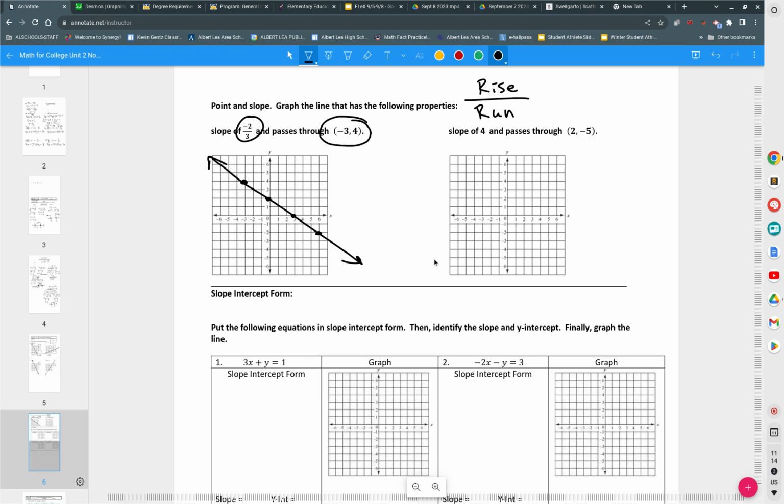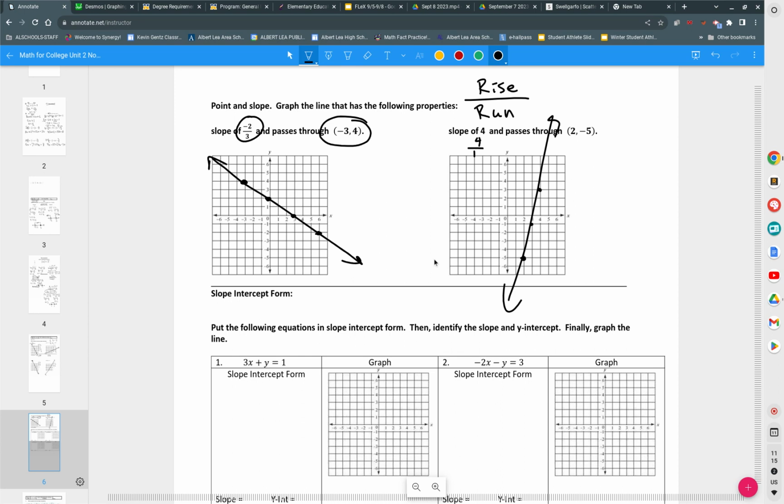The next one, notice the slope is 4. So that would be 4 over 1. If you see an integer like that, you can just write it over 1. Passes through the coordinate of 2, negative 5. I plot 2, negative 5. Now what do I do? Up 4 and over 1. There we have it.